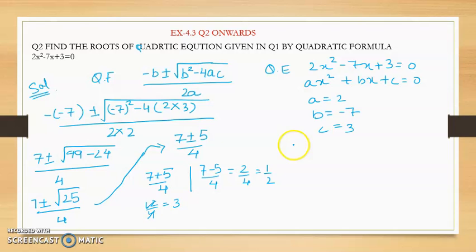So what are the roots? The question is saying find the roots of the quadratic equation given in equation 1 by the quadratic formula. So what are the roots? 3 and 1 by 2. Are you following, students? Clear? So this is how to solve by the quadratic formula. This is the quadratic formula and this is the way we will solve.